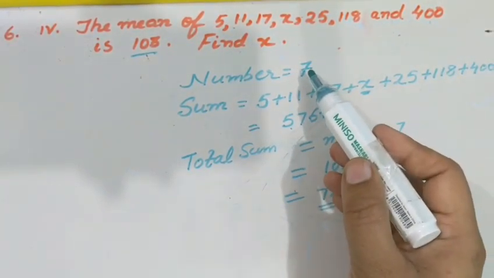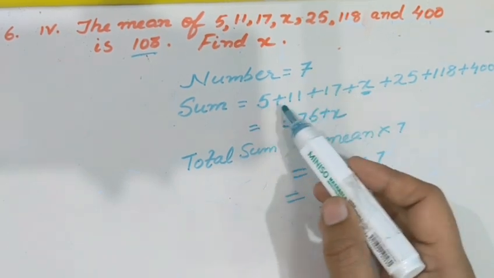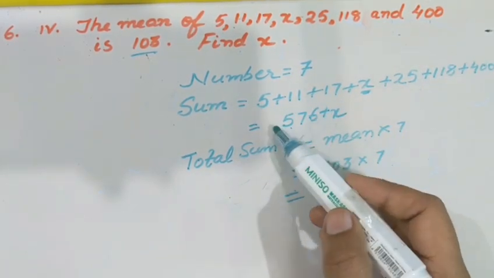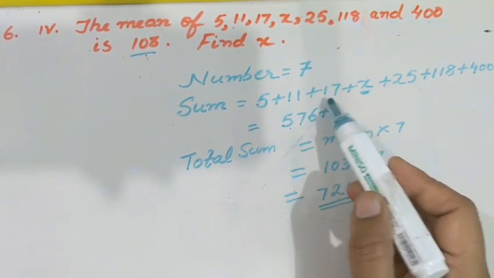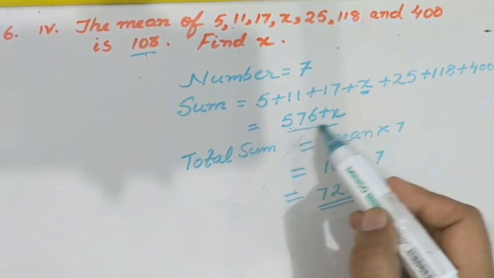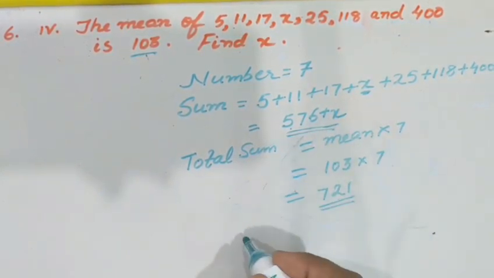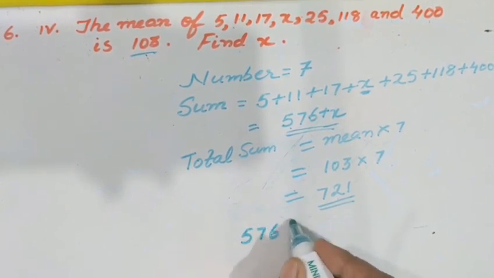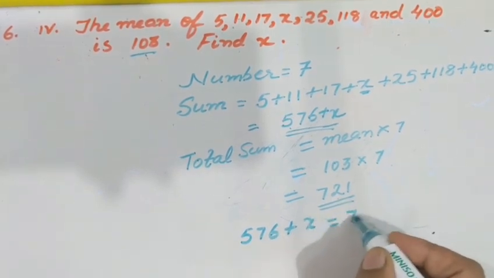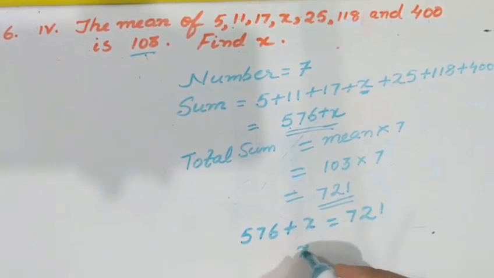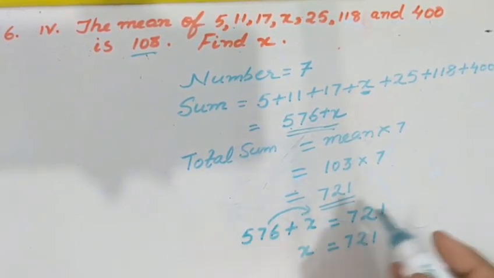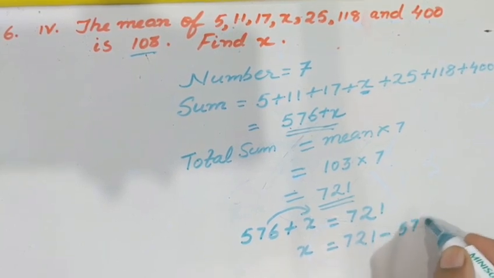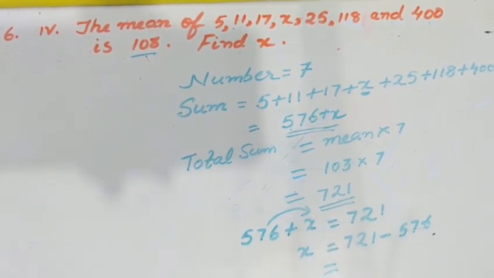So when you multiply, you'll get the total sum. There are how many observations? 7. Out of 7, you know the value of 6 observations. So when you sum up these 6 observations, it comes out 576. So total sum equals to this much. So let us find the missing value x. As you know, 576 plus x equals to 721. So x equals to 721. When you transpose this to the other hand, we'll subtract 576. Let us do the subtraction.